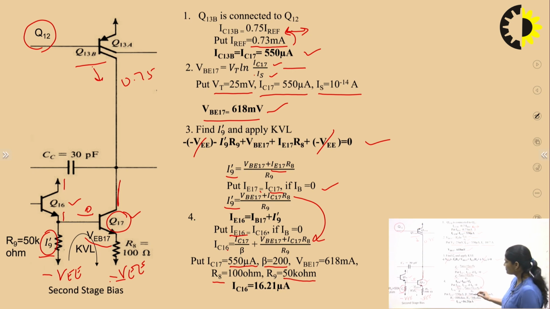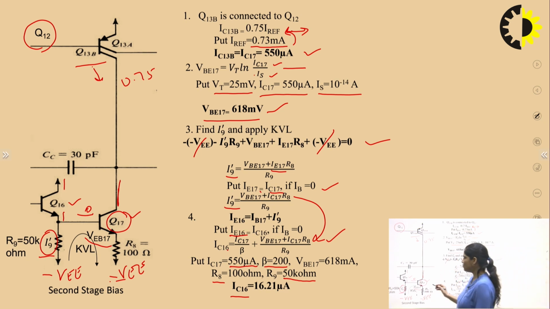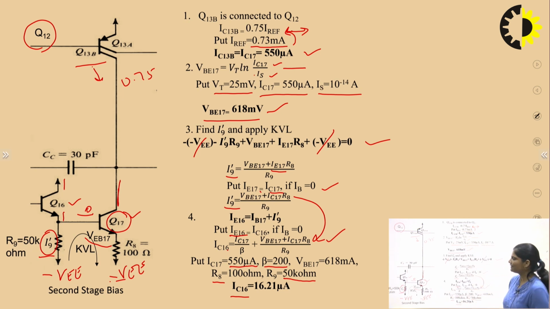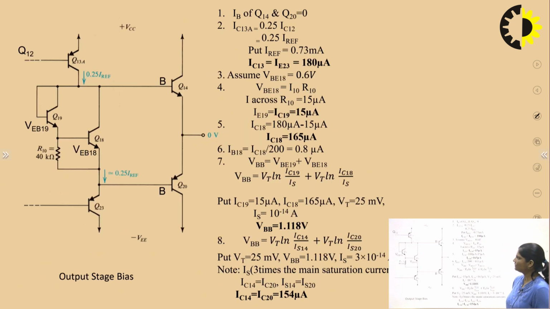So put all these values in this equation and find out IC16. IC16 is 16.21 microampere. So here in this second stage, we have also already calculated the collector current, base current and emitter current in each of these transistors. Now moving to the next circuit diagram, output stage biasing.